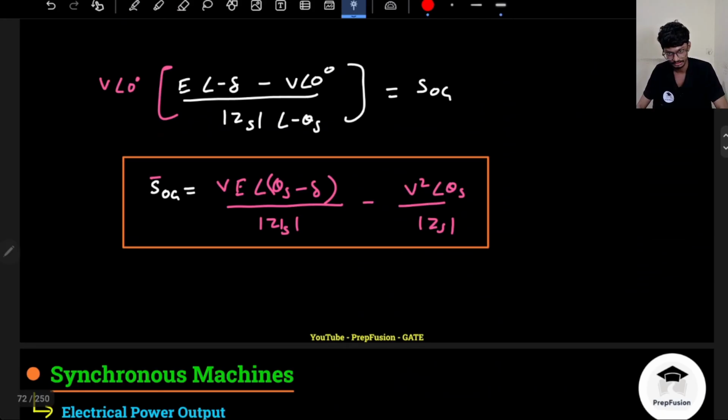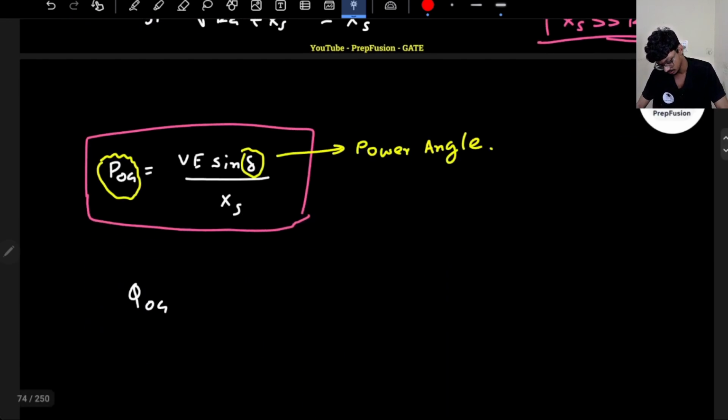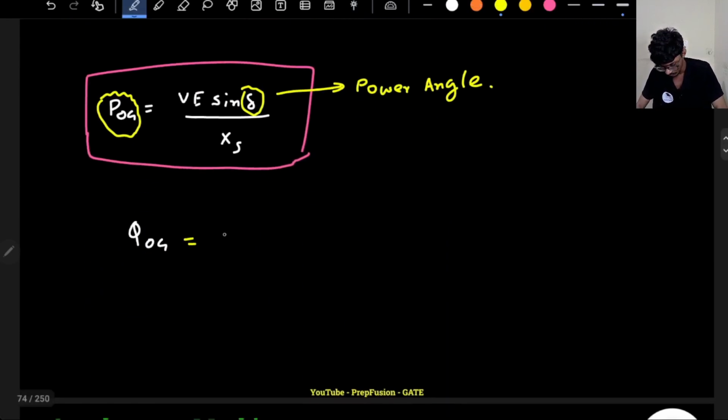So the real component of this will be what? Basically I'm just adding the real components, that's it, right? Cos of theta s minus delta, cos of theta s, that's it. Here, because theta s is 90, this will be the reactive power, and this will be cos of delta, right? So this will be basically VE into cos of delta. This reactive power formula is not that important.